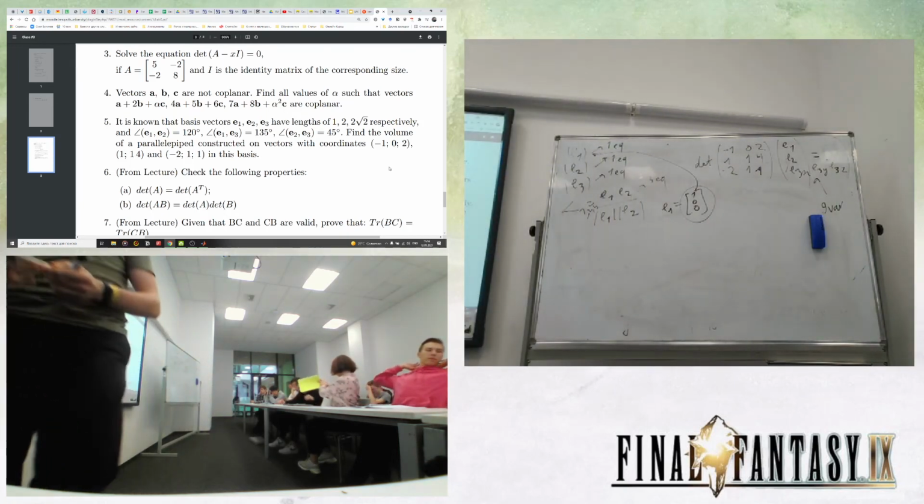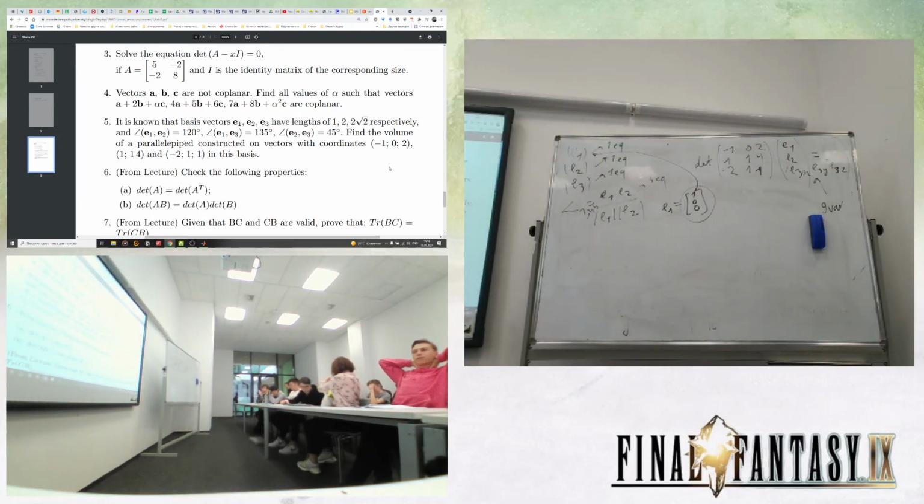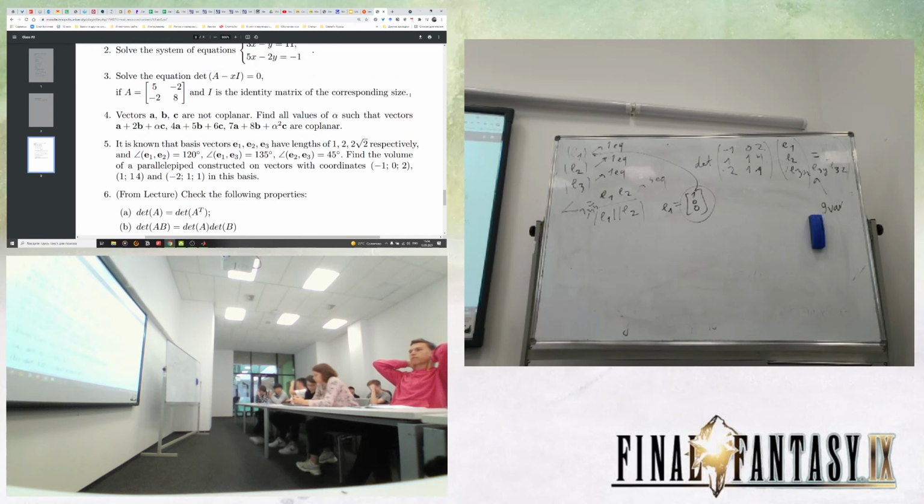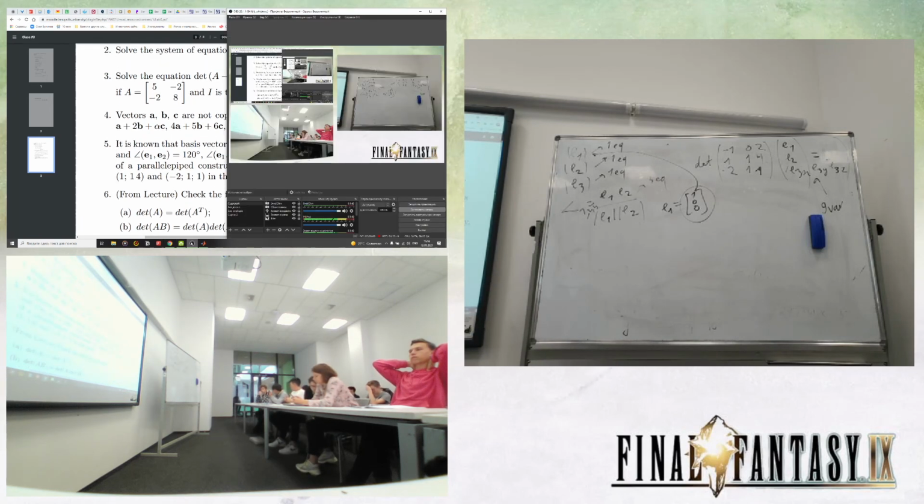Regarding the fourth exercise, should we judge about vectors complementarity by the determinant being 0? I need to read the task, I don't know.